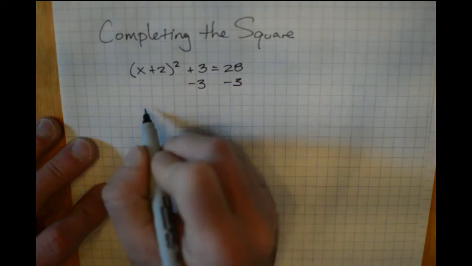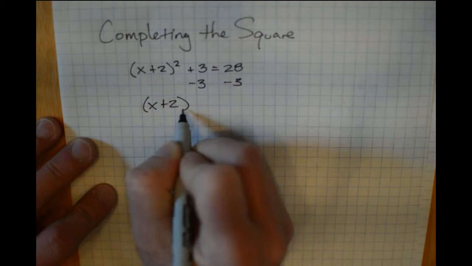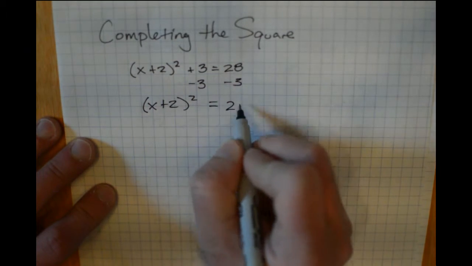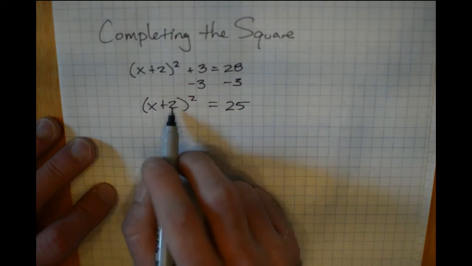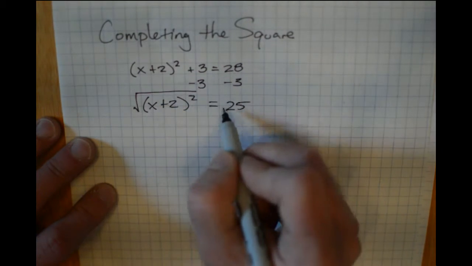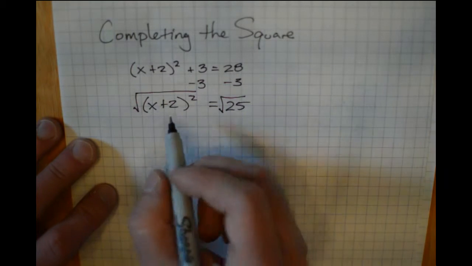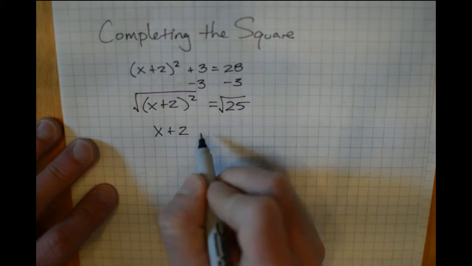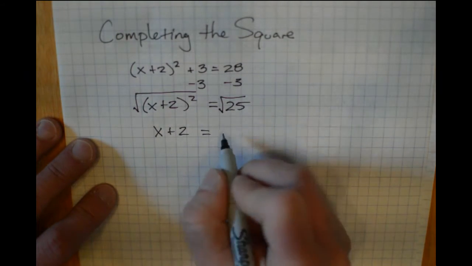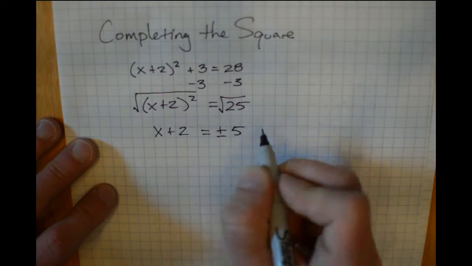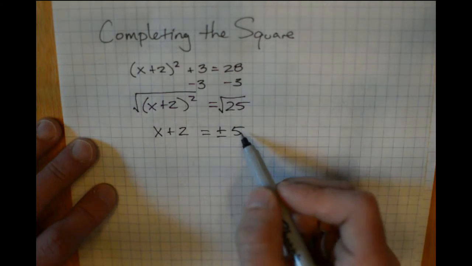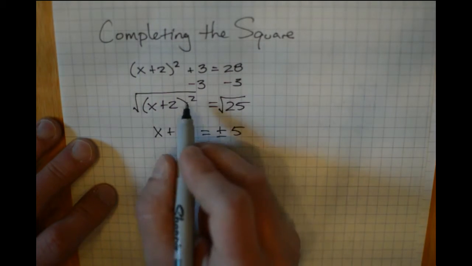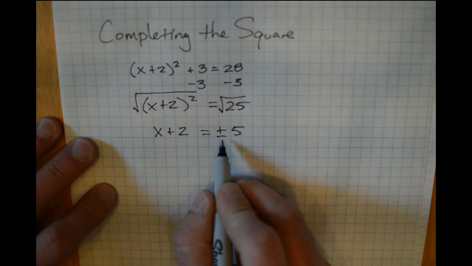I would get rid of that 3 first. I'd have x plus 2 squared by itself on the left, 25 on the right. I want to undo that square, so I'm going to take the square root of the whole left side, and that's going to give me x plus 2, and the square root of the right side will be plus or minus 5, because two numbers you can square to get 25 are positive 5 and negative 5. Anytime you undo a square, you've got to use that plus minus.